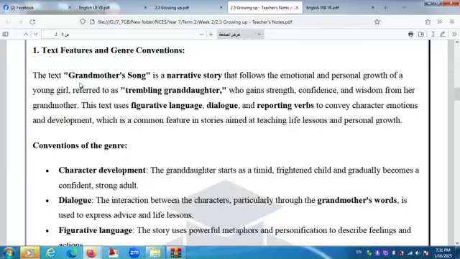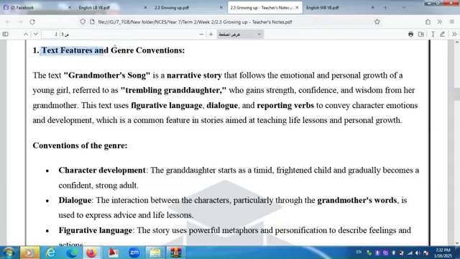So the text, Grandmother's Song, is a narrative story that follows the emotional and personal growth of a young girl, referred to as trembling daughter or trembling granddaughter. The writer stressed this word many, many times, okay, to show you that she was trembling but not trembling anymore, who gains strength later, confidence, and wisdom from her grandmother. This text uses figurative language, dialogue, and reporting verbs to convey characters' emotions and development, which is a common feature in stories aimed at teaching life lessons and personal growth.